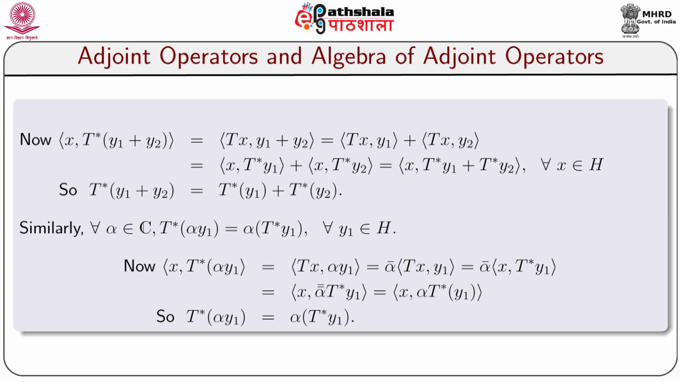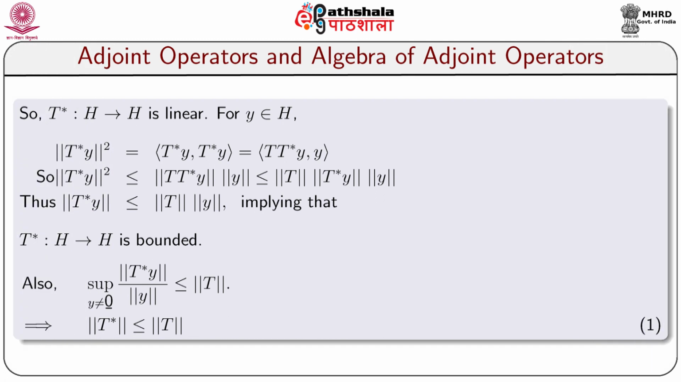Now, inner product <x, T star (alpha y1)> = <Tx, alpha y1>, which is equal to alpha bar <Tx, y1>, which is equal to alpha bar <x, T star y1>, which is equal to <x, alpha double bar T star y1>, which is equal to <x, alpha T star y1>. So, T star (alpha y1) = alpha bar T star y1. So, T star from H to H is linear.